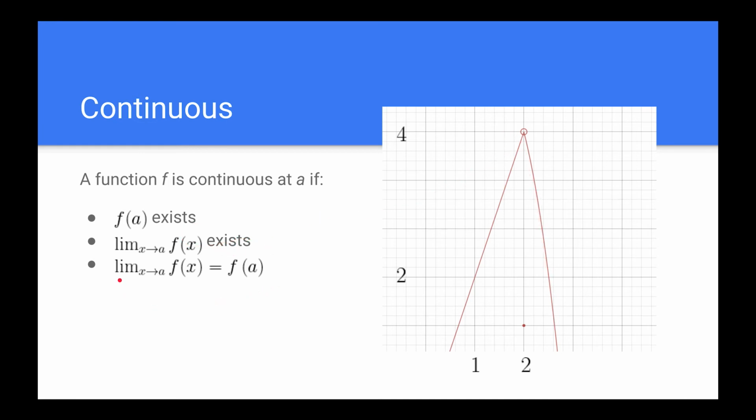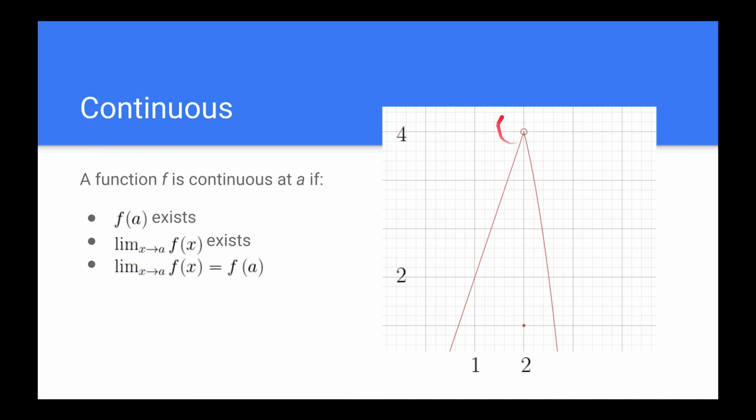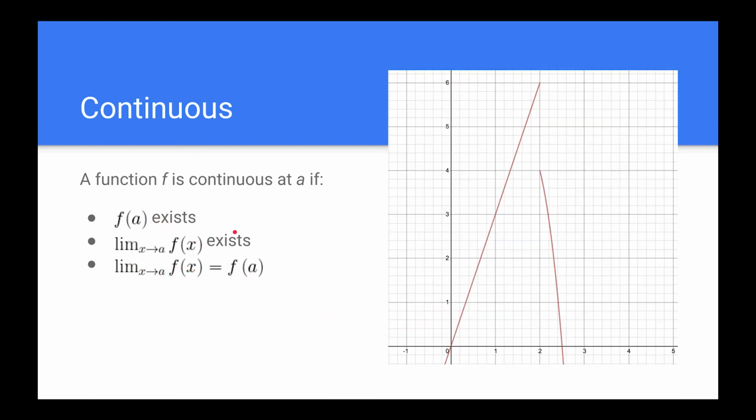And the third condition is that the limit as x approaches a of f of x and f of a must be equal. If we look at it, f of a, so f of 2 in this case, is 1, and the limit as x approaches a of f of x when a is equal to 2 is 4. So 4 is not equal to 1, so it does not meet the third criterion. So we can say that this function f is not continuous at 2, because it didn't meet all these criteria. It only met two of them. And we can say the same thing about this function here.